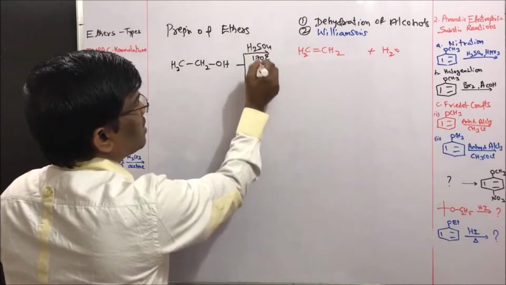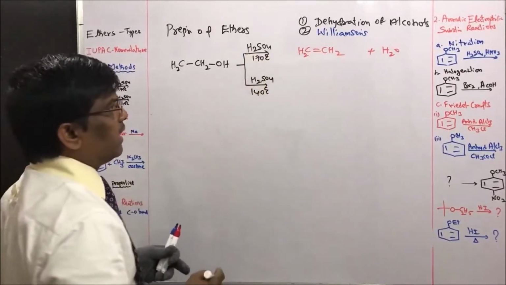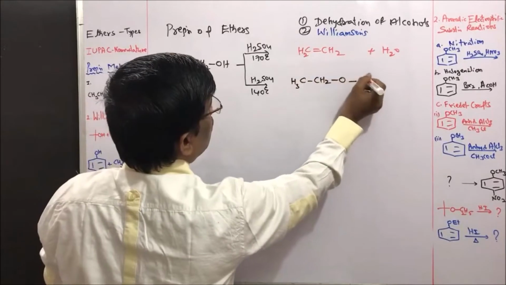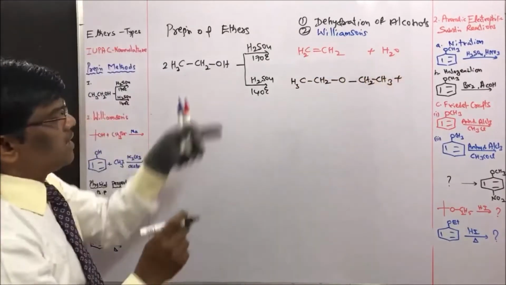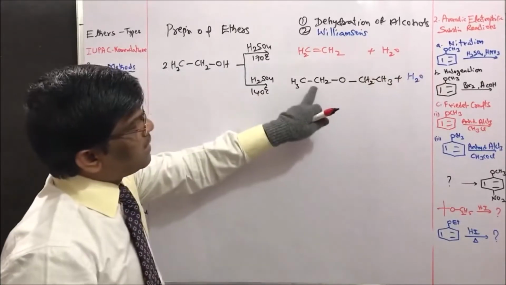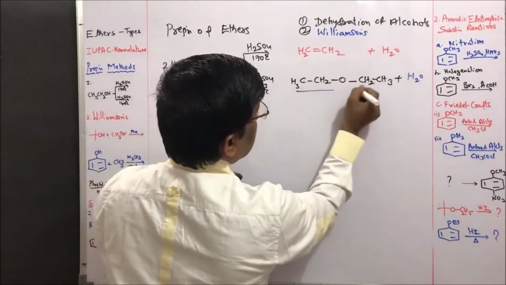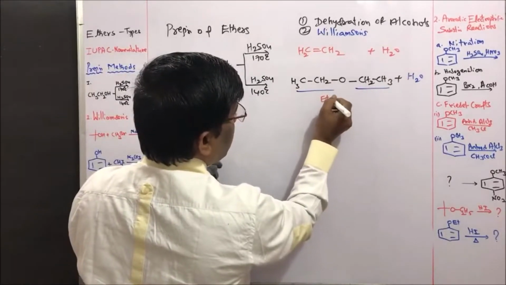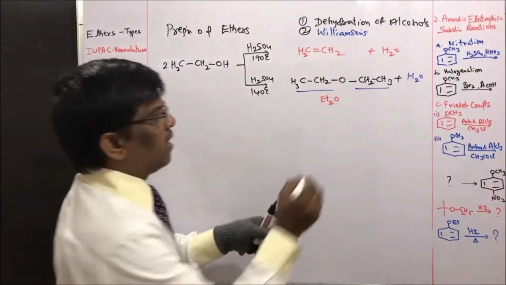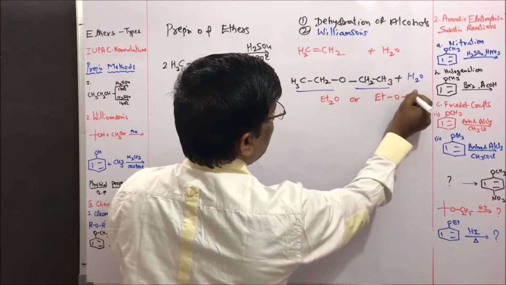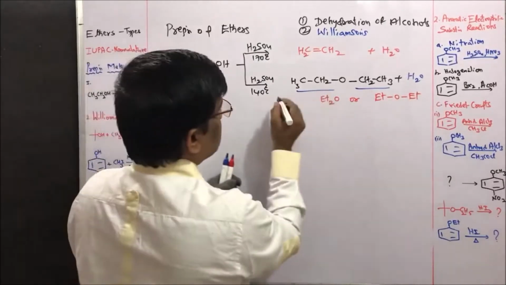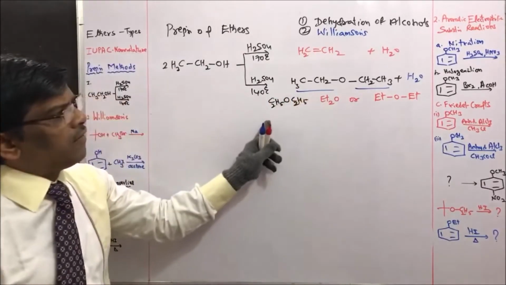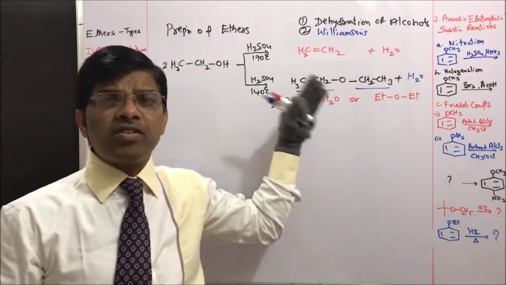At lower temperatures, at about 140 degrees centigrade, let us take 2 moles of CH3CH2OH, you will get CH3CH2OCH2CH3 plus a water molecule. Dear students, this molecule is diethyl ether, or I can name it as ethoxyethane. The usual way of writing this is diethyl ether, or I can write EtOEt, or I can write the same compound as C2H5OC2H5. These are all the usual methods of representing diethyl ether, which is a common solvent used in organic synthesis.